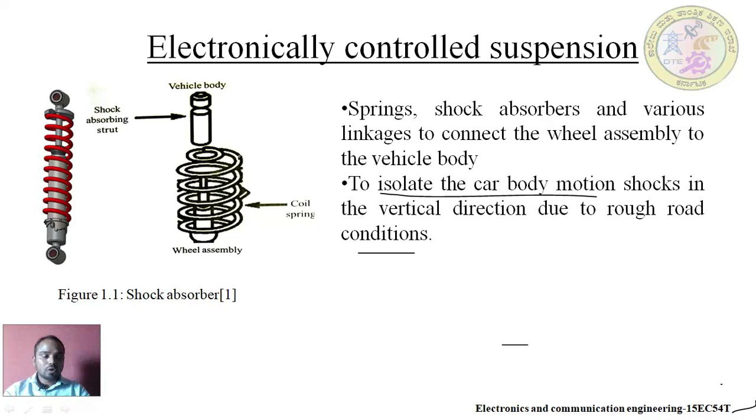In a mechanical system, it looks like this. This is called a shock absorber. The shock absorber has the following components: the shock absorbing strut and the coil spring. In the figure, we can see that the strut is connected to the vehicle body. On the other side, the other end is connected to the wheel assembly. And this part we usually find at the wheel side.